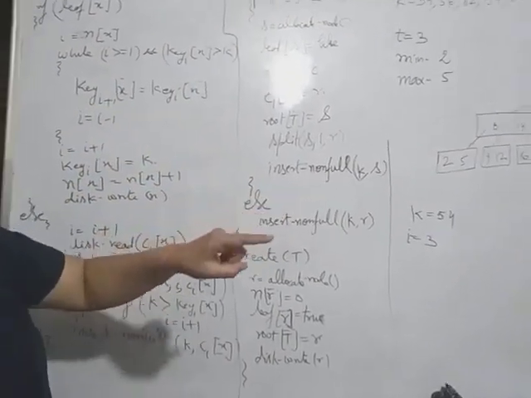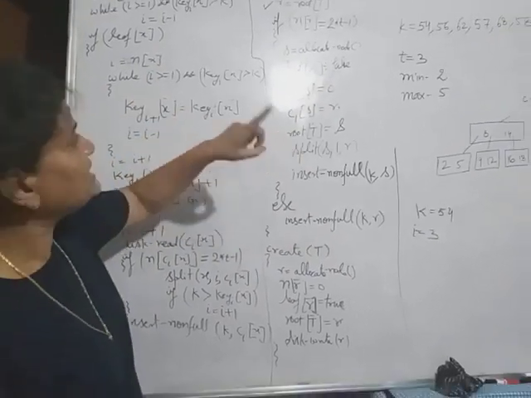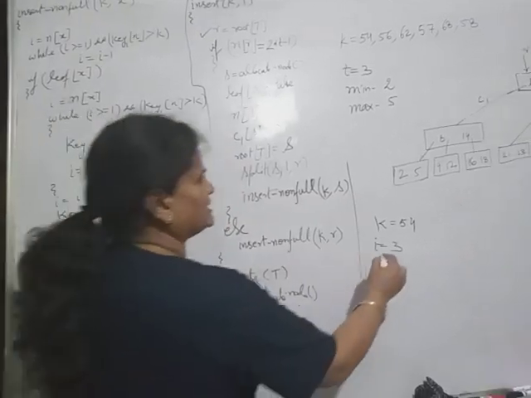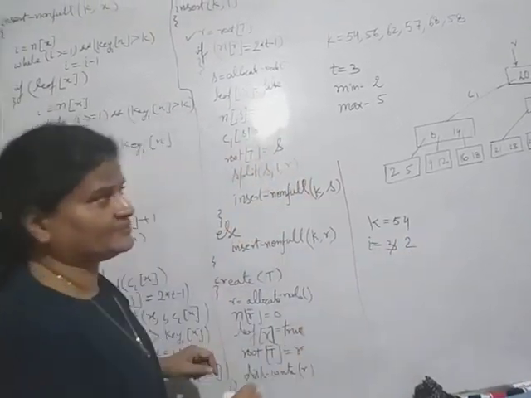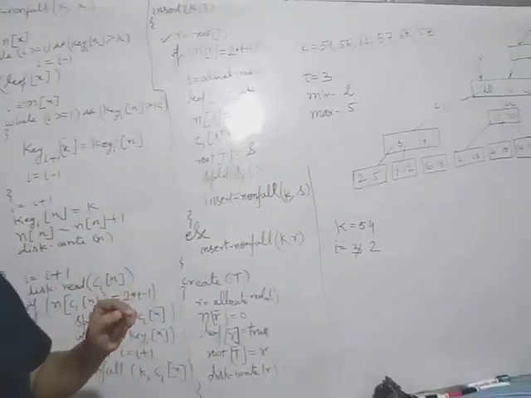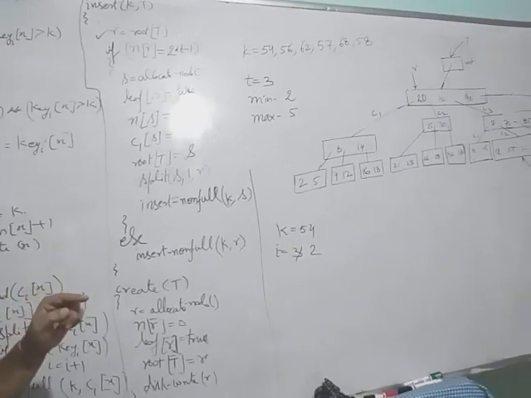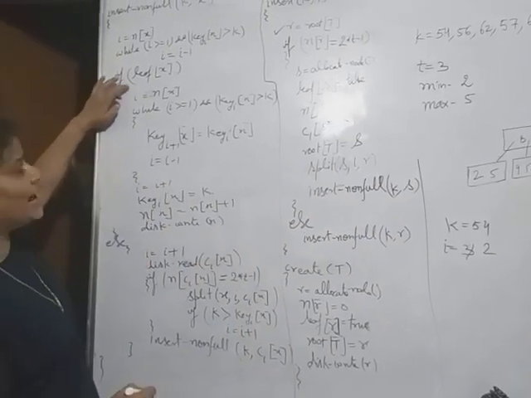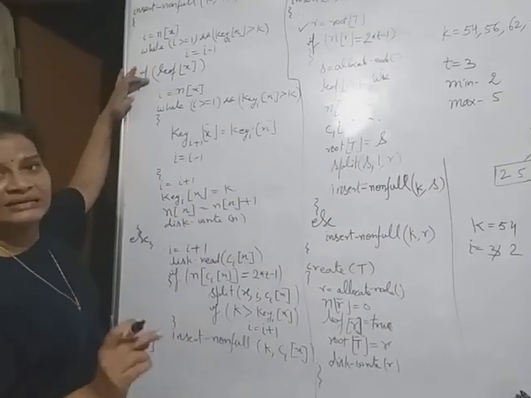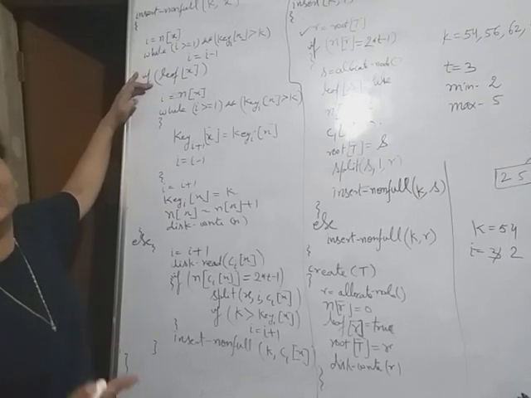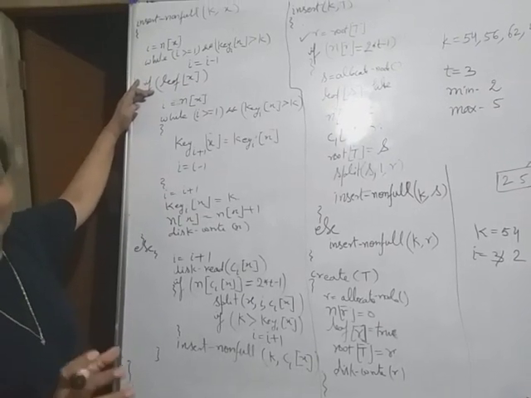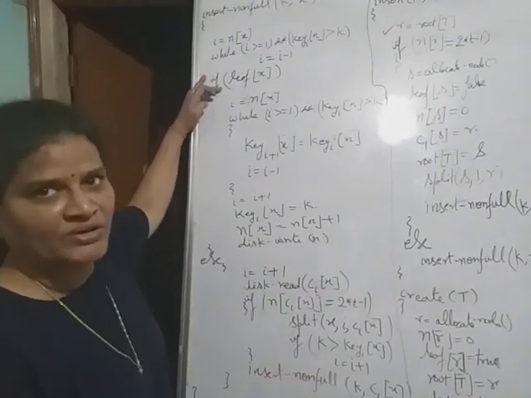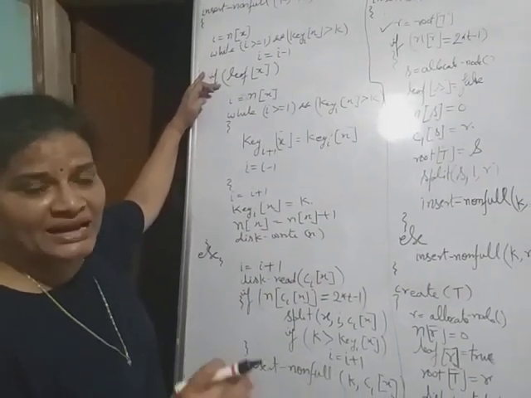So 52, 55, 60. 60 is greater than 56, so I minus minus, and 55 is less than 56, so the condition is false, so it will return I equal to 2. Now at this point here the leaf X, this condition is true. So now this is the node where I will insert 54.